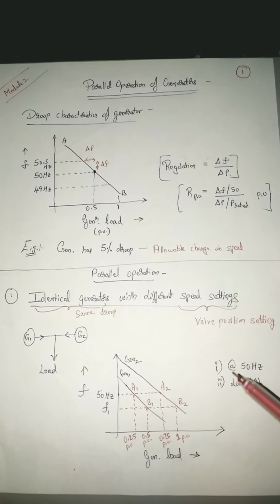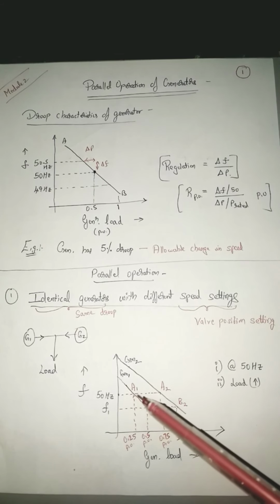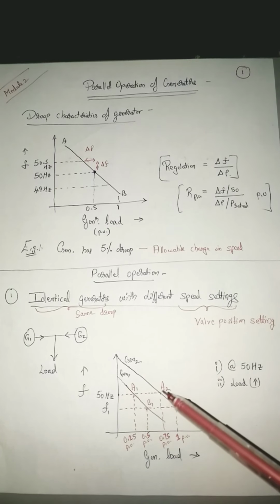First let us consider normal operation, that is when the frequency is 50 Hz and when there is no load disturbance. I hope you remember load disturbance means increase in the load demand or decrease in the load demand, which will deviate the frequency. Our intention is always to maintain nominal frequency. So at a nominal value, that is 50 Hz, there is no disturbance and generator 1 will be operating at point A1 and the operating point of generator 2 is A2.